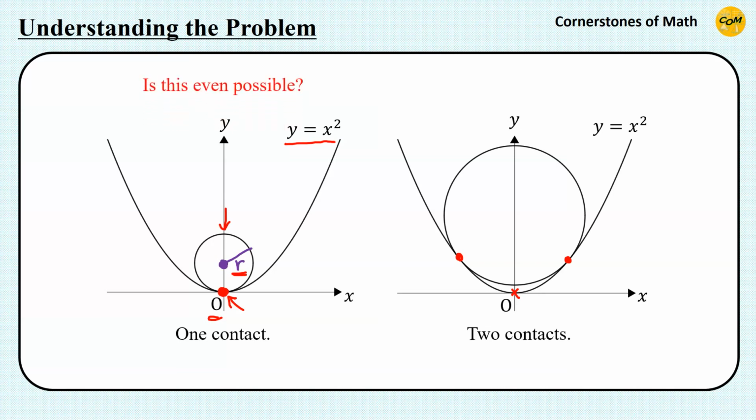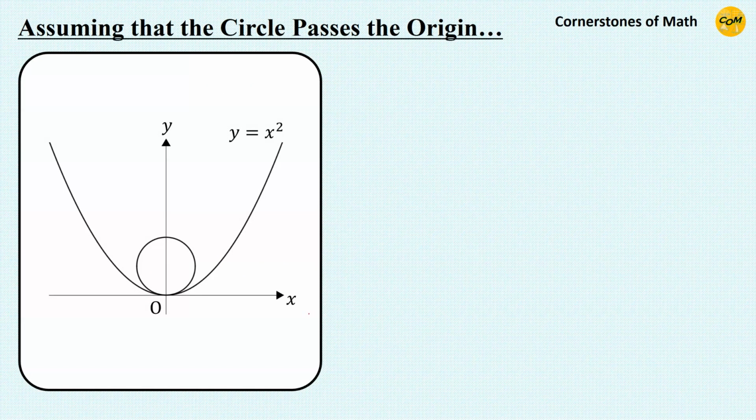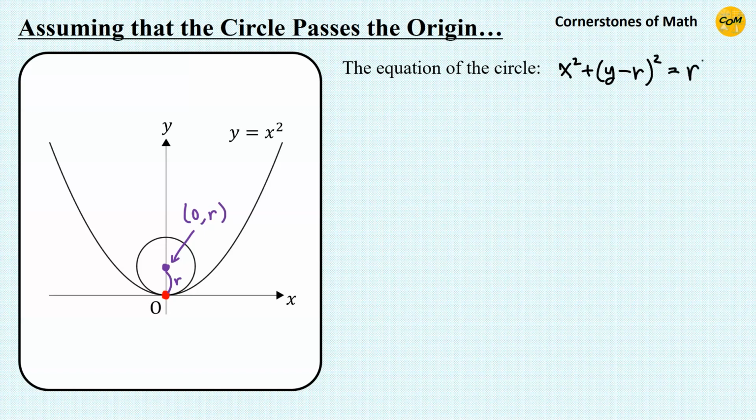Is it possible for the circle and the parabola to meet at only one point when r is small? If it is, then what is the critical radius beyond which it becomes impossible for the circle and the parabola to meet at only one point? First, assume that, just like the first case, the circle can indeed touch the parabola at the origin. Then the center of the circle becomes (0, r), so that the equation of the circle is x squared plus (y minus r) squared equals r squared.